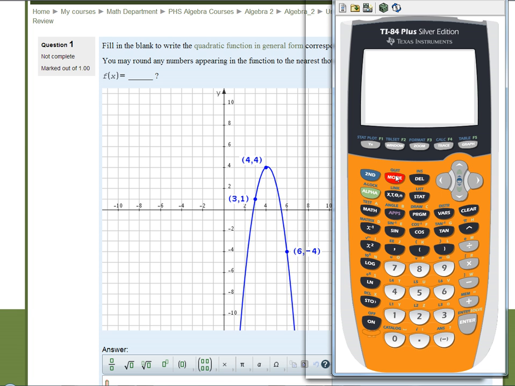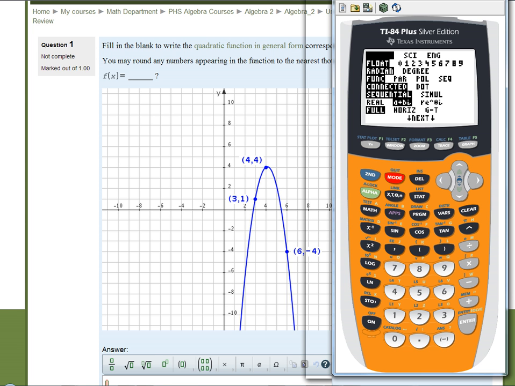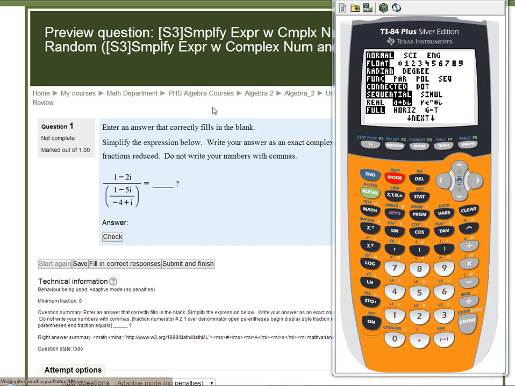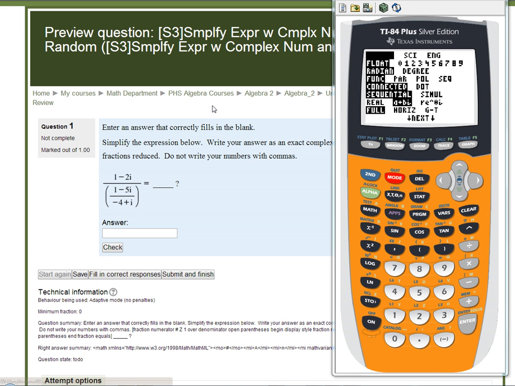So remember, here's the mode. If you go up and hit mode, it's the one that says a plus bi. You need to be in that mode. If you're in that mode, inputting complex numbers is a snap. So I'll pull up a sample one. Okay, how about one like that? See, that would otherwise be kind of a tough problem, wouldn't it?